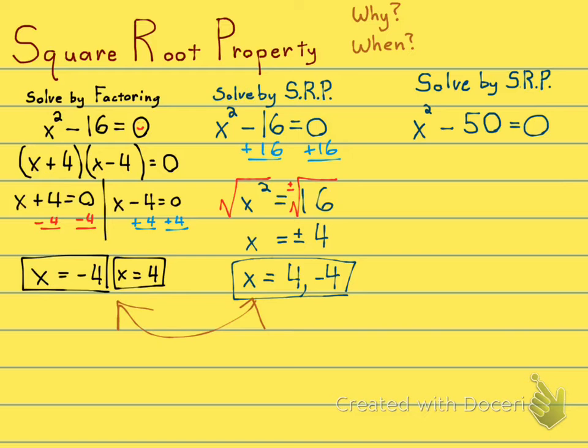Now let's see an example where we're going to use the square root property where you can't factor. Look at this one. I can't factor that. It's not the difference of two squares. So you just wouldn't be able to do it using factoring. But using the square root property, we can get an answer. So first thing to do is to add the 50 to both sides so that we'll get our square by itself.